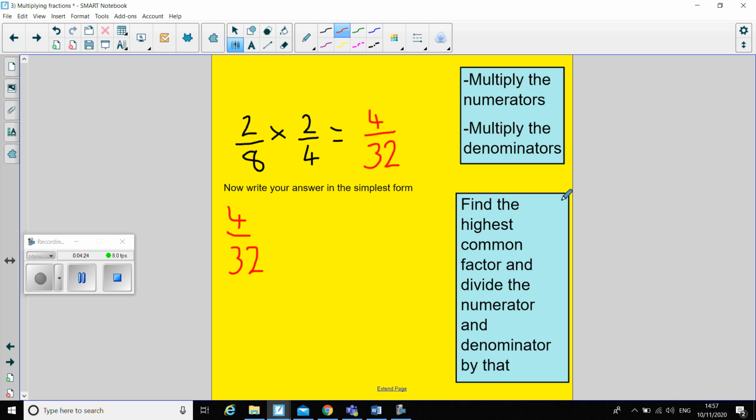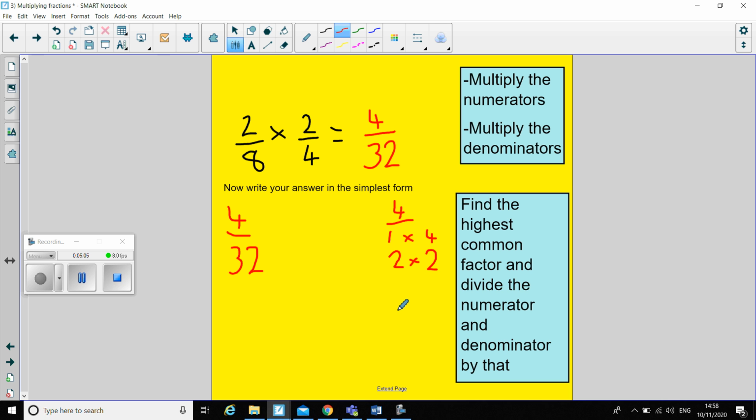To write something in its simplest form, I have to find the highest common factor of both of these numbers. Now, if you remember, factors come in pairs, and they're numbers that times together to give a number. So first of all, I'm going to find the factors of 4. So I'm going to write 4 at the top there. My factors of 4. Well, 1 times 4 gives me 4, and 2 times 2 gives me 4. They are my only factors of 4.